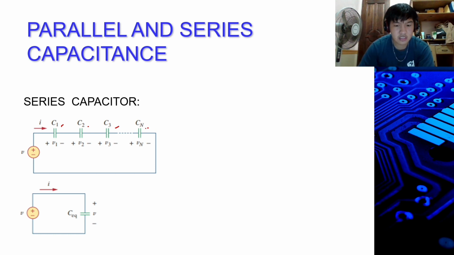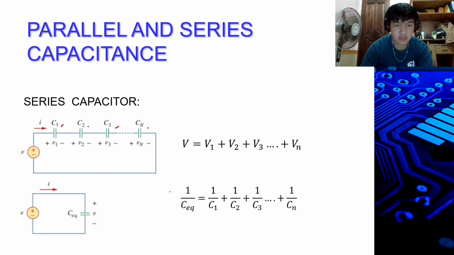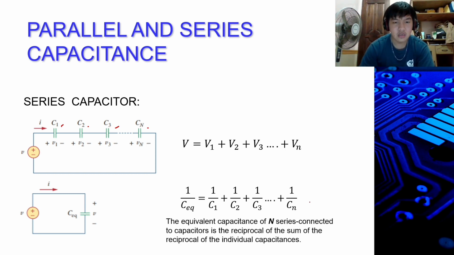Same as the series resistor formula, the total voltage V is equal to V sub 1 plus V sub 2 plus V sub 3 until V sub N. And the equivalent capacitance will be 1 over C equivalent, so 1 over C sub 1 plus 1 over C sub 2 plus 1 over C sub 3 until 1 over C sub N. The equivalent capacitance of N series-connected capacitors is the reciprocal of the sum of the reciprocals of the individual capacitances.